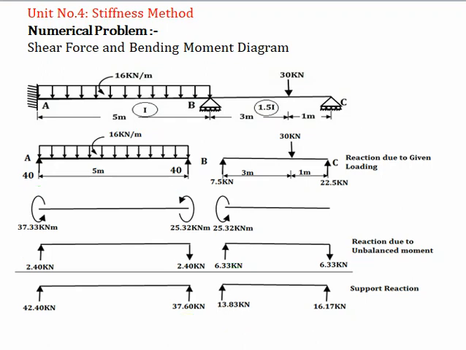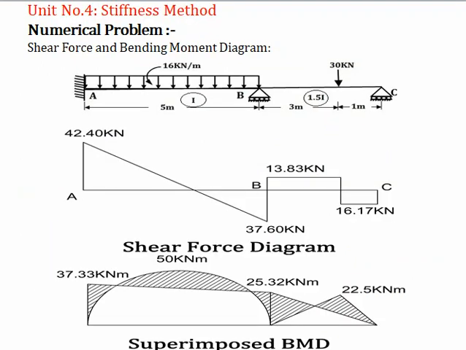Now draw the shear force diagram and bending moment diagram. So at A, the shear force is 42.40 kilonewtons. So move up, then there is a UDL, so it will be in line form. 42.40 minus 16 into 5, you will get 37.60 kilonewton.